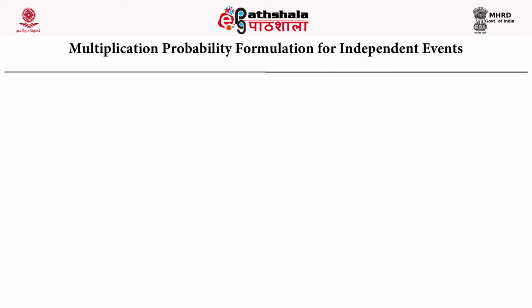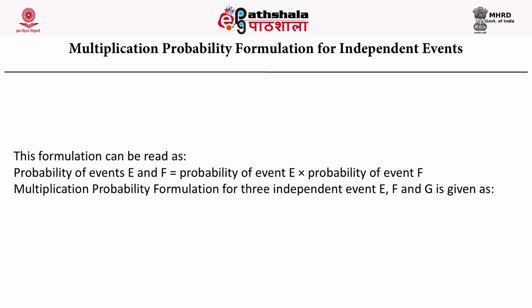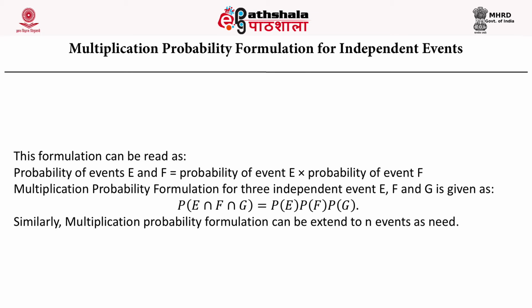This formulation can be read as probability of events E and F, which is equal to probability of event E into probability of event F. So the multiplication probability formula for three independent events E, F and G is given as probability of E intersection F intersection G, which is equal to probability of E into probability of F into probability of G. Similarly, the multiplication probability formulation can be extended to n events as needed.